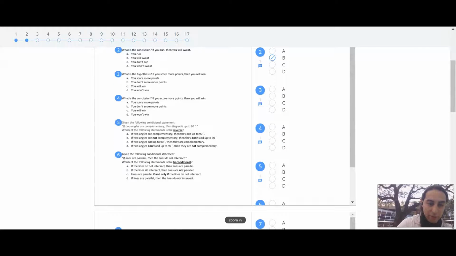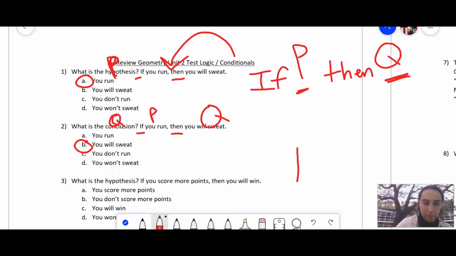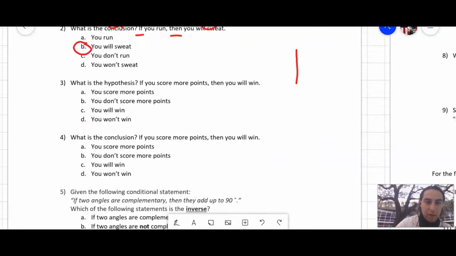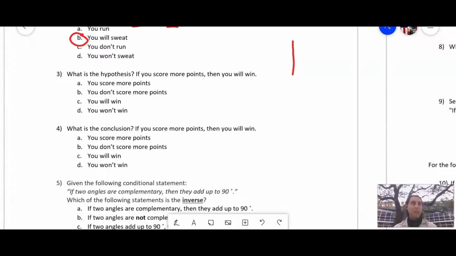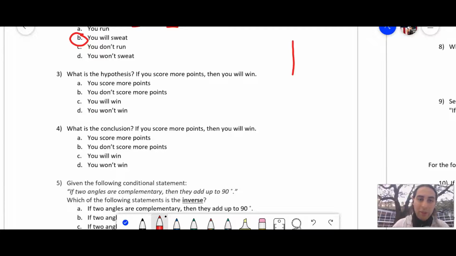All right. Number 3. Okay. What is the hypothesis? Sorry if you hear some noise, I'm outdoors and there's people doing stuff, but what is the hypothesis? If you score more points, then you will win. All right? So let's think about that. Remember, the hypothesis is at the beginning after the if. That's the P. So if you score more points, that's my hypothesis. All right, so 3 is A.